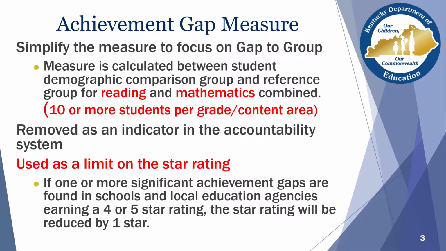The measurement for achievement gap is calculated between a student demographic group compared to a reference group for reading and mathematics combined. The reference group will be the highest performing group.